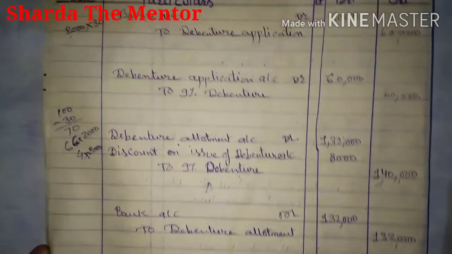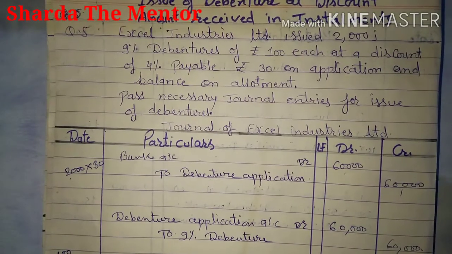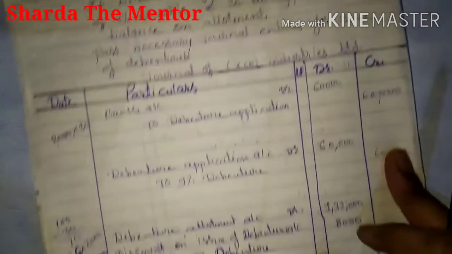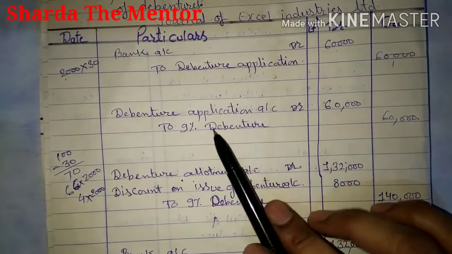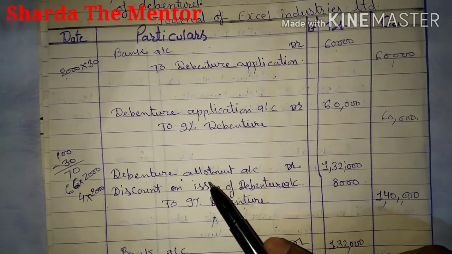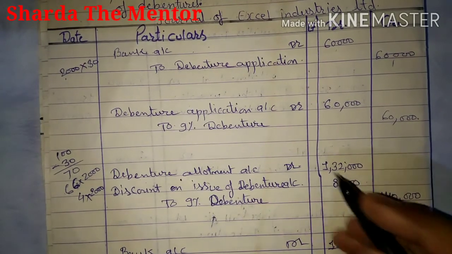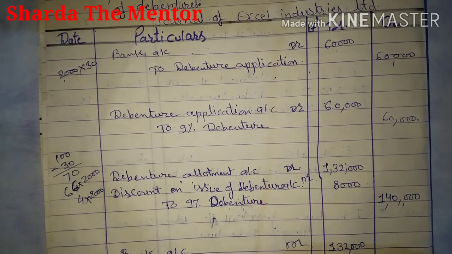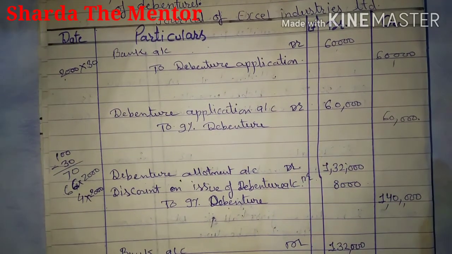So these two cases we have learned here: if the discount is not mentioned in the question as to whether it is at application, allotment or first call, it is always shown at the time of allotment, and discount is always debited. So the first entry, bank to debenture application; second, debenture application to 9% debenture; third, debenture allotment account debit, discount on issue of debenture account debit to 9% debenture; and bank account debit to debenture allotment. So you can pass these entries and solve the question.